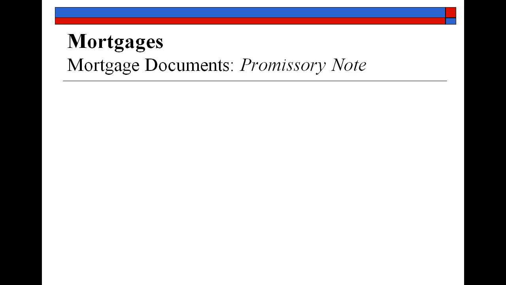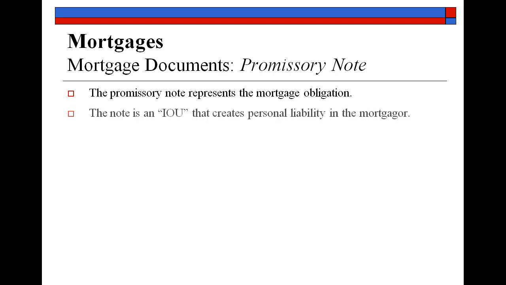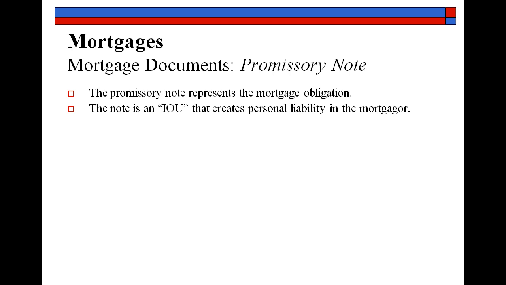The second document involved in a mortgage is the promissory note. The note represents the mortgage obligation. So it's a kind of IOU that creates personal liability in the mortgagor. The mortgagor promises to repay the mortgage debt to the mortgagee, to the lender.